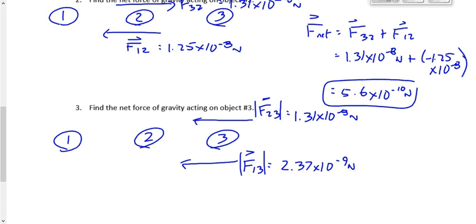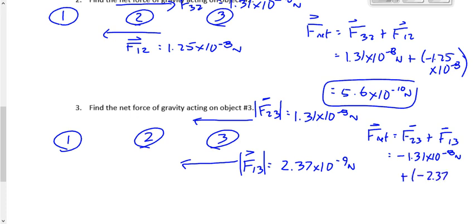Now we add them up. This one's a little bit easier to add up because they're both in the same direction. But they're both negative, because they're both to the left. I think when I read the answers out to you guys, I said this was 2.4 times 10 to the negative 8 newtons. It should really be negative 2.4 times 10 to the negative 8 newtons, right? Because the net force is to the left on that.